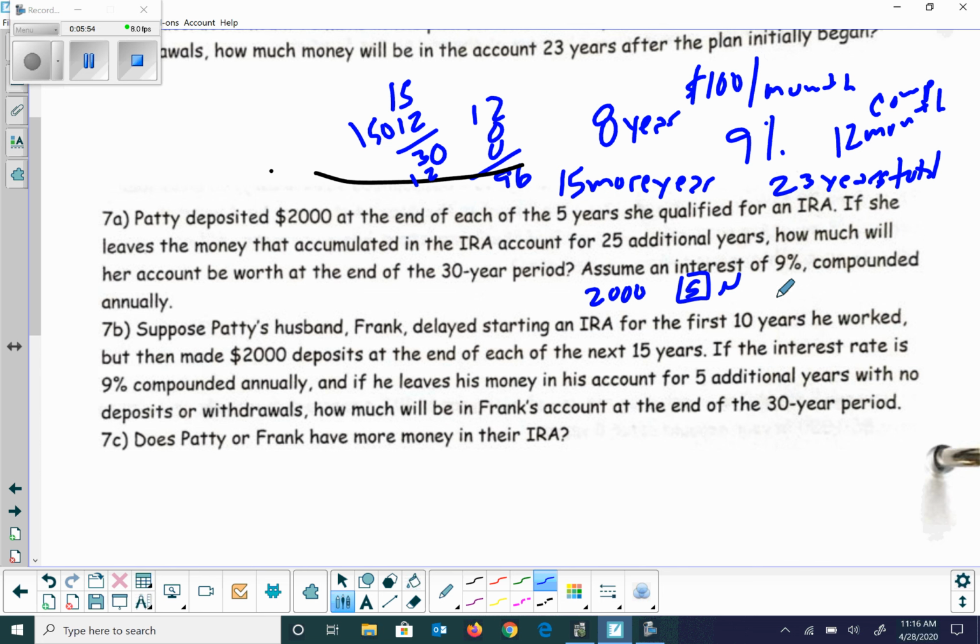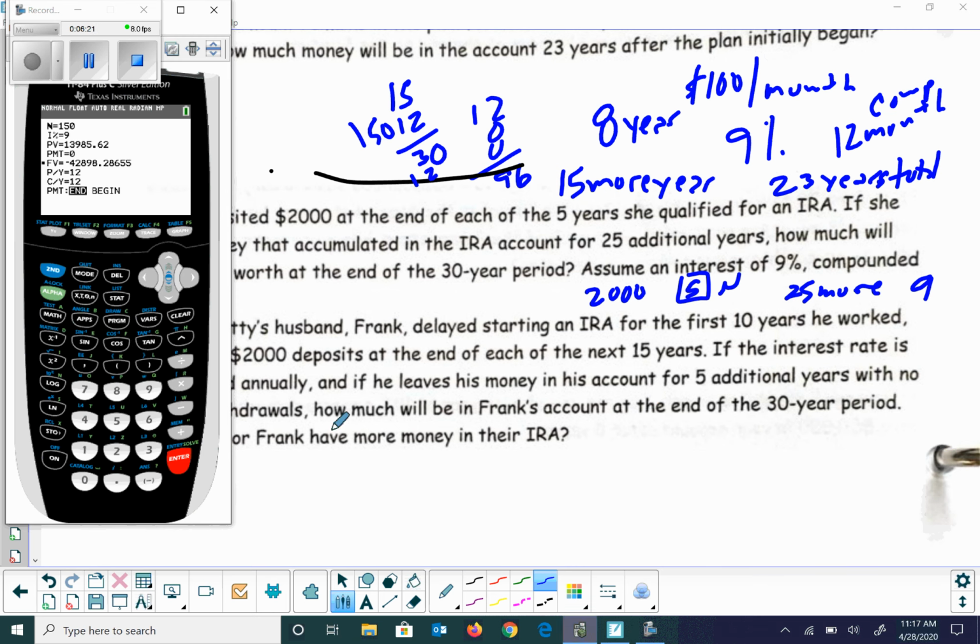Does she qualify for an IRA? If she leaves the money in that IRA for 25 more years, how much will our account be worth at the end of a 30-year period of time? It's compounded annually, so 9% compounded annually. So we can go ahead and plug that into our calculator and see how that goes.